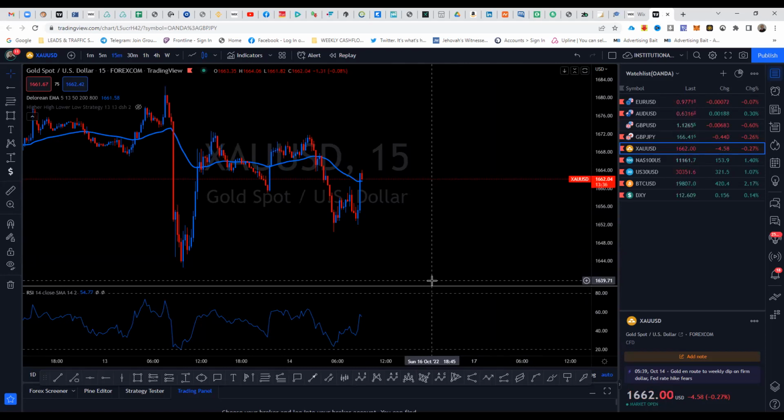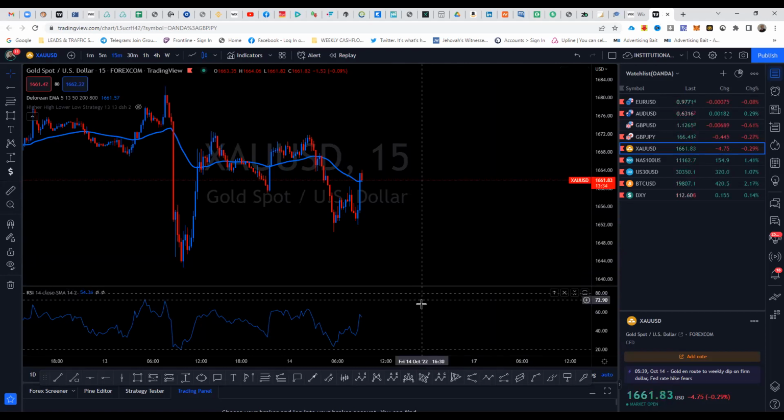So what we're going to do is mark up supply, demand, and market structure from the 15-minute time frame to the 4-hour time frame. We're really going to move from there. So let's get started.